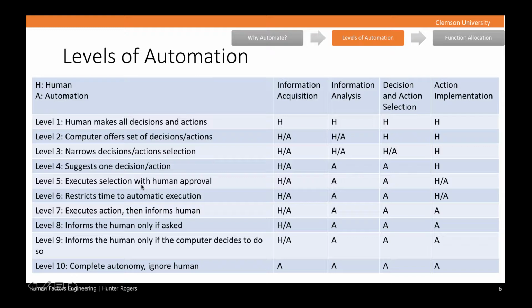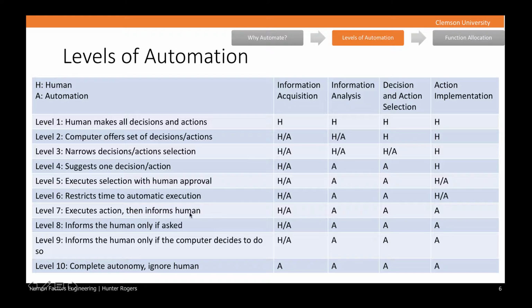So level 5 through 10 is where you start getting into automation completing the action implementation. This level 5 still requires human approval, so the human is still involved in that implementation. Level 6 is restricting the time to automatic execution. So like if you've got a timer to make a decision, and if a human doesn't stop that decision, the computer will go through with that action. And so the human is still somewhat involved in that. And the human is always involved in information acquisition up until complete autonomy.